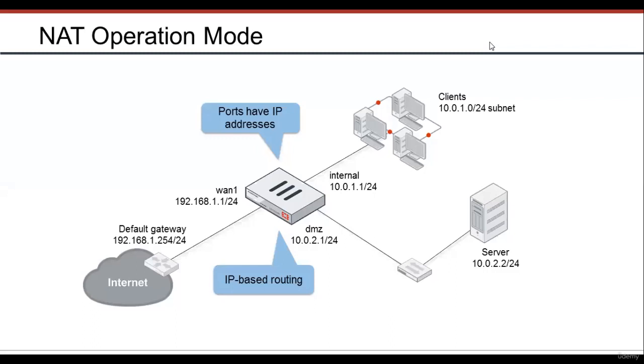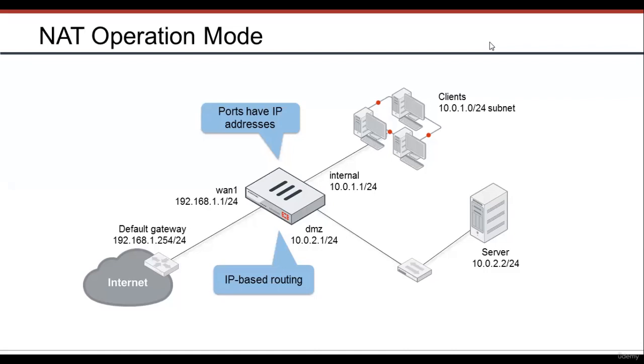This slide shows an example of NAT operation mode. FortiGate has 3 connected ports, each with separate IP subnets. All interfaces on FortiGate have IP addresses, and in this case, NAT translates between networks. Firewall policies allow traffic to flow between networks. FortiGate handles packets according to their routes. In most cases, routes are based on the destination IP address.